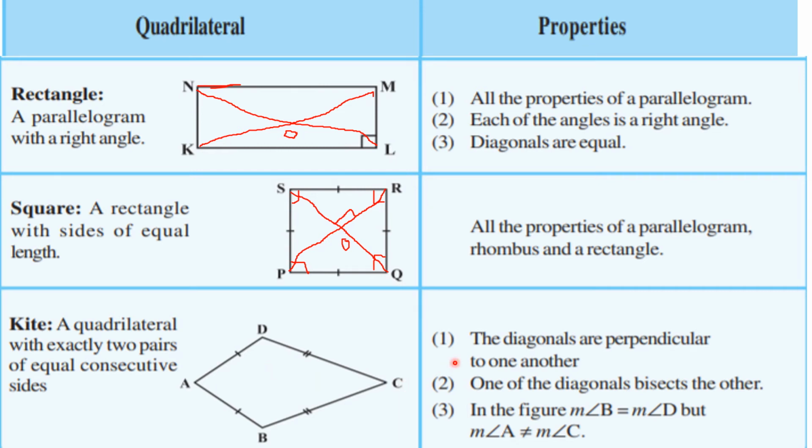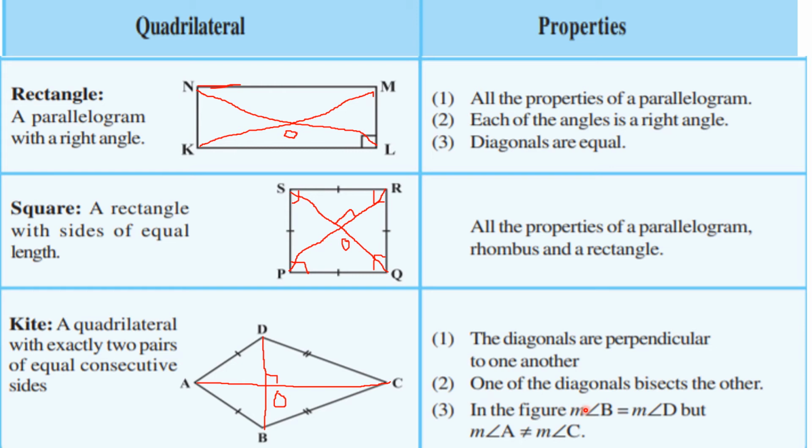Now come to the properties of a kite. Diagonals are perpendicular to one another. If you draw the diagonals, what are the diagonals of this kite? Yes, AC and BD. These are the diagonals of this kite. If the diagonals intersect at a point O, and you measure the angle between the diagonals AC and BD at this point O, then the angle between the diagonals is 90 degrees. That is the meaning of the first property: the diagonals are perpendicular to one another.